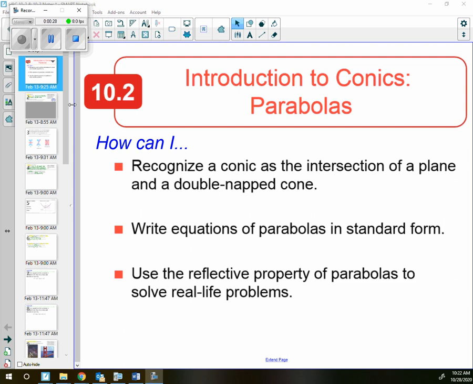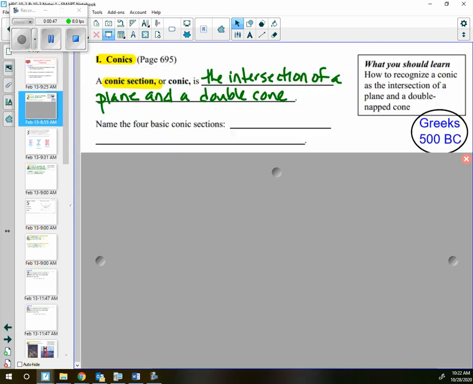So 10.2 is the first section we're going to be looking at in chapter 10. We're going to be talking about parabolas, and then 10.3 is also going to be part of this video, which is going to be about ellipses. So we're going to deal with both of those at the same time. How can we recognize which conic section it is? How do we write them in standard form? And then what kinds of real life applications are we actually using when we look at these?